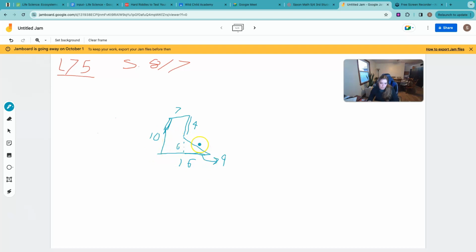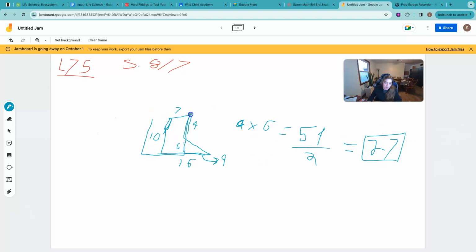So the first thing I would do is find the area of the triangle, which is base times height, divided by 2. So 9 times 6 would equal 54. But then we have to divide it by 2, because that's part of the formula for the area of a triangle. So 54 divided by 2 would be 27. So that's just the area of the triangle. So we're going to shelf that for a minute, and now we're going to find the area of this rectangle that's created right here.